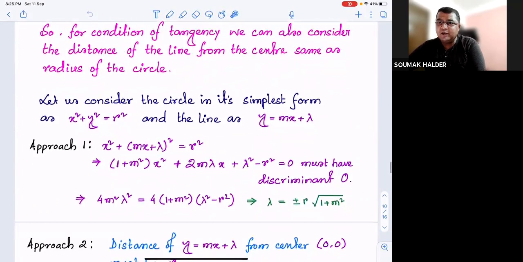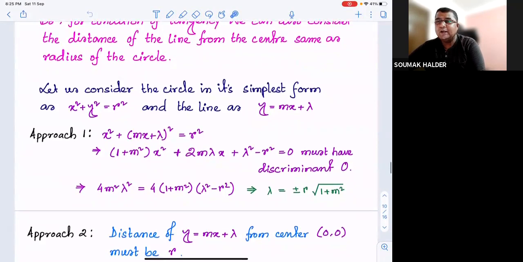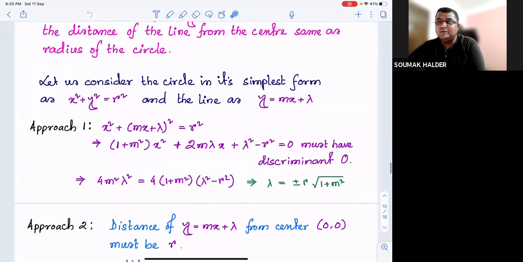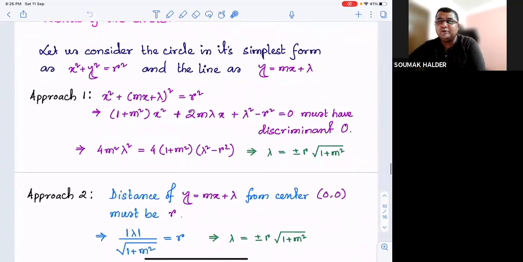As such, we can also go by approach 2. We can identify the distance of the line y is equals to mx plus lambda from the center, which is 0, 0. And if we equate that with r, it will definitely be confirmed as tangent. Now from 0, 0, the distance of the line y minus mx minus lambda is equals to 0 will be mod of lambda by root over 1 plus m square. For tangency purpose, this distance must be r.